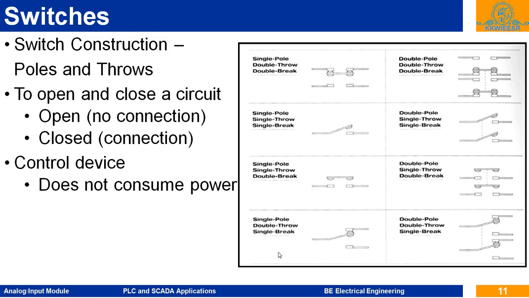Now we'll see the different types of switches. Single pole, double pole. In case of AC supply, it depends on whether we are controlling only the phase or both phase and neutral. In case of DC, whether we are controlling only positive or positive and negative. Based on that, they are classified as single pole and double pole.